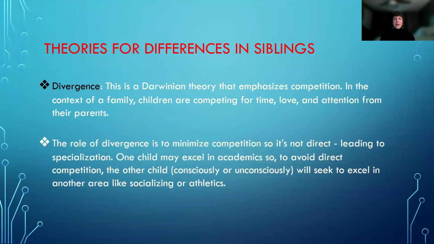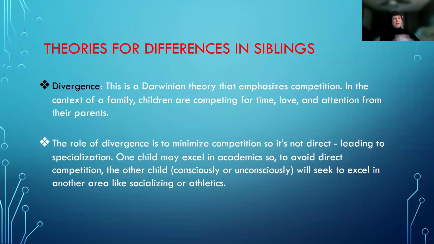Divergence is a Darwinian theory, and it emphasizes competition. And when we think of competition, we think of people competing against each other. In a family, it might be children competing for time and love and attention and affection from their parents. But the divergence part is that in this theory, we want to minimize competition.